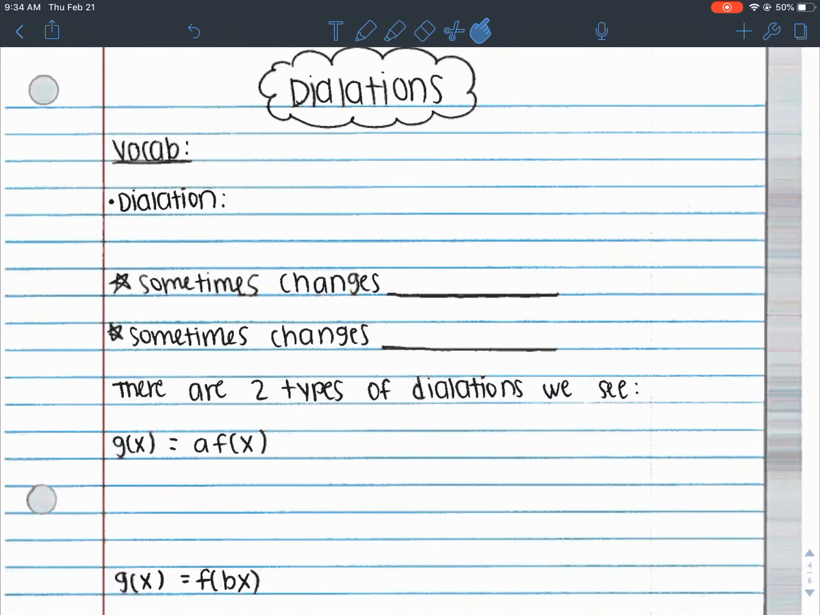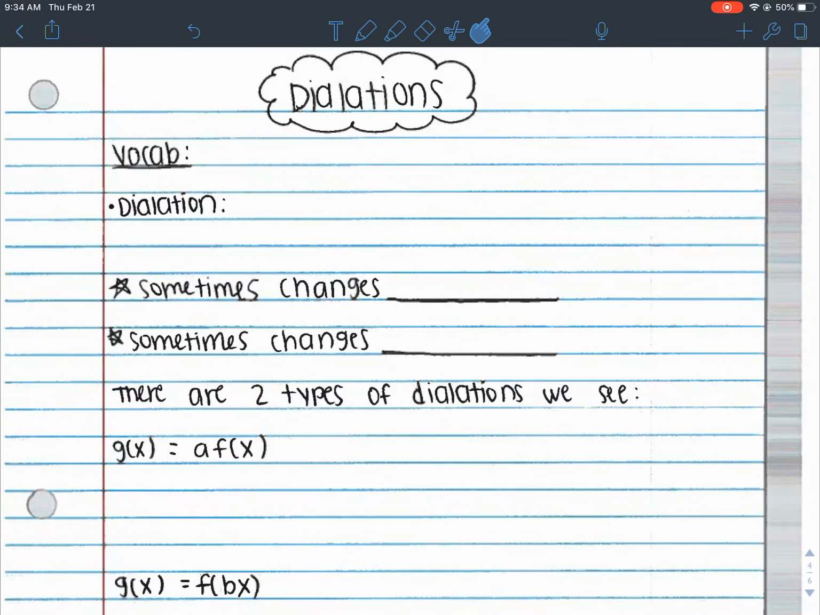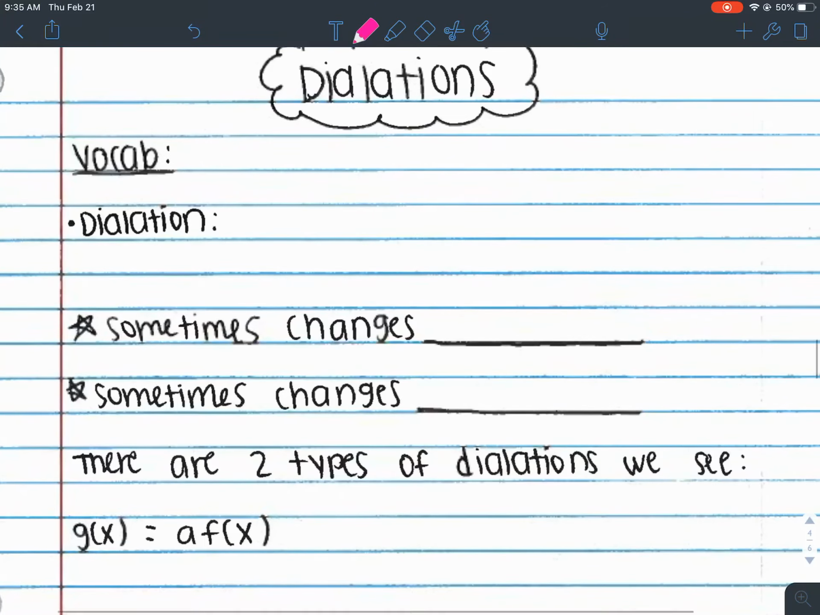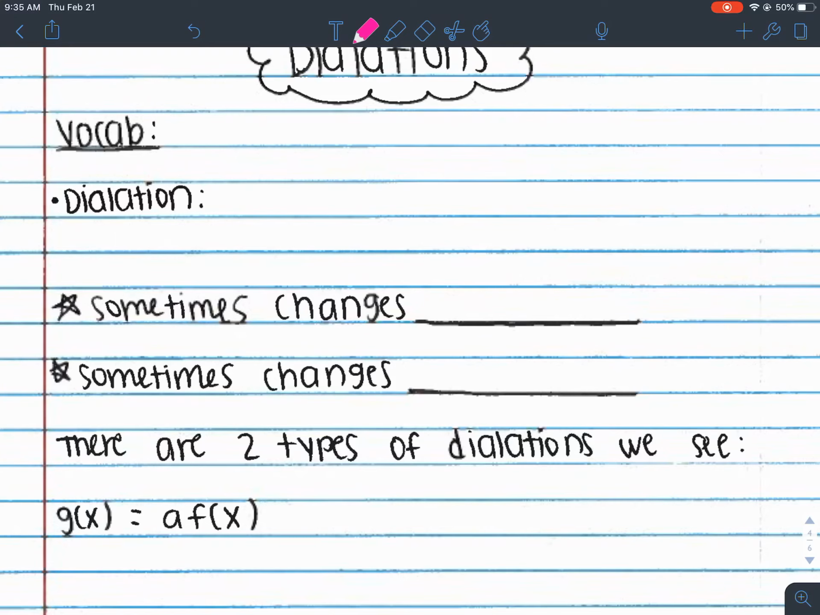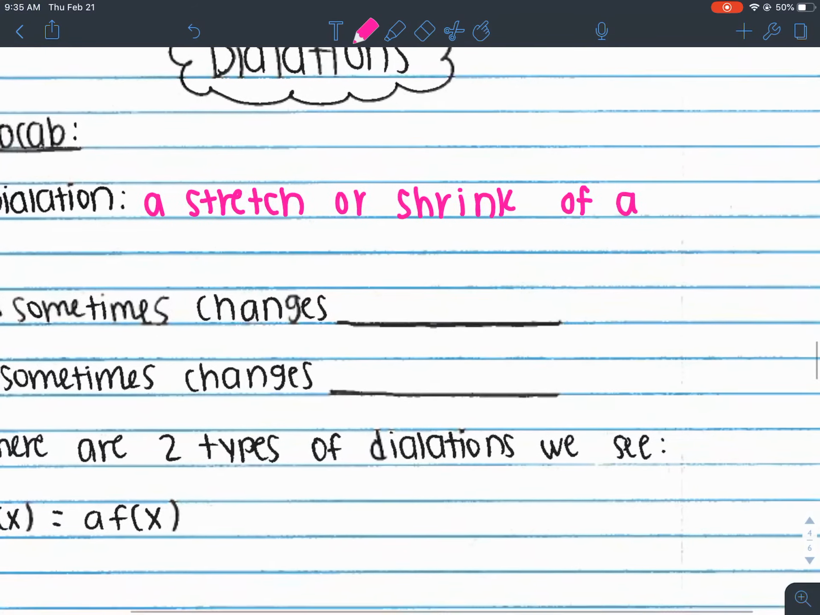All right, and the last type of transformation we see are dilations. And I think you guys talk about dilations in either 7th or 8th grade, I believe. But a dilation is our first vocabulary word in this, and the only one really, is a stretch or a shrink of a line.